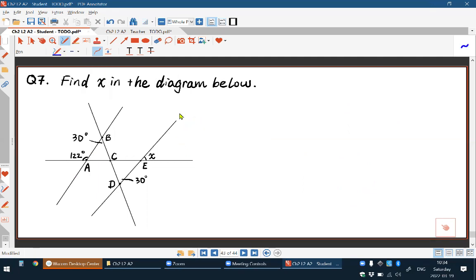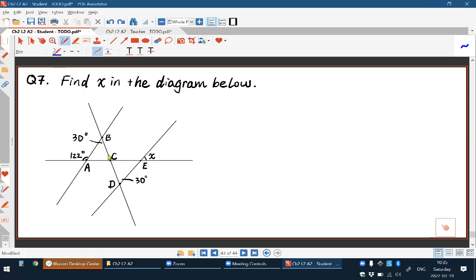Find x in the diagram below. You tell me, can you see any parallel lines in this diagram? No, because it doesn't tell you any parallel lines here, right? And also it doesn't mark any parallel lines like this in the diagram. So first of all, you don't know if two lines are parallel or not in this diagram. If you want to use the properties of parallel lines, first of all, you need to prove that two lines are parallel, right? So can you do that?